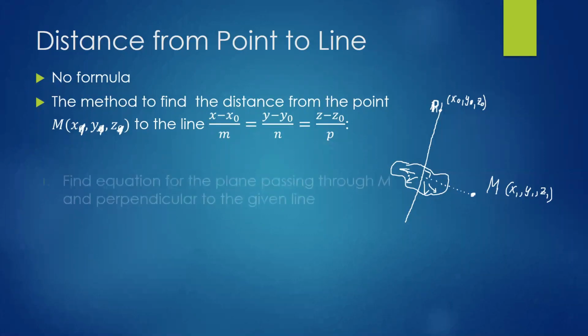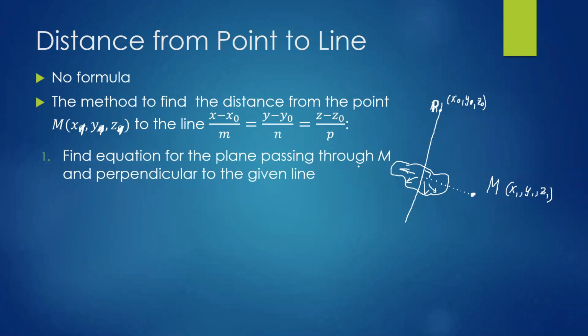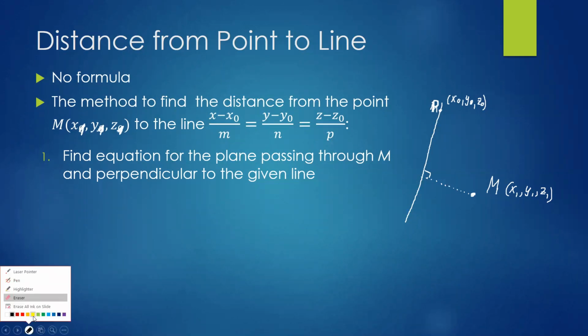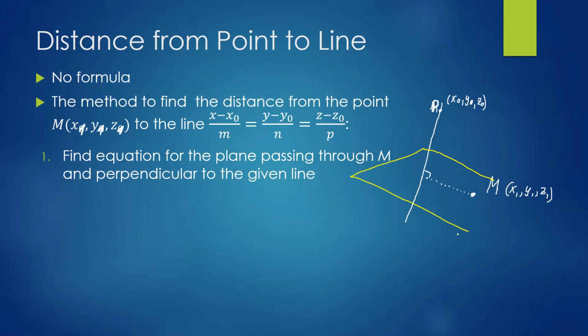So that's the thing that we will do here. We will first of all find an equation for a plane passing through this point and perpendicular to the given line. That is the plane that here in my sketch looks a little bit like a cloud, and that's why I'm going to erase it and sketch it more like we are used to. So we are finding the equation of a plane that contains the point M and is in fact perpendicular to this line.